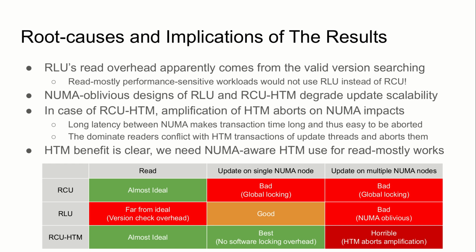In detail, the long latency between NUMA nodes makes transaction time long, and thus transactions are aborted, and the dominant number of readers conflict with the HTM transactions of update threads and abort them. Nonetheless, the HTM benefit is clear. Therefore, we need NUMA-aware HTM use for read-mostly workloads.